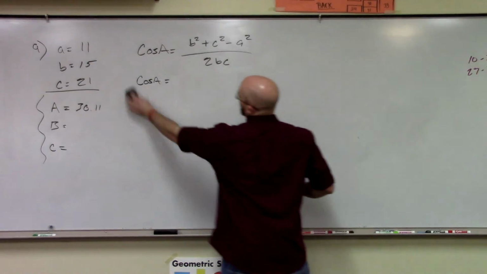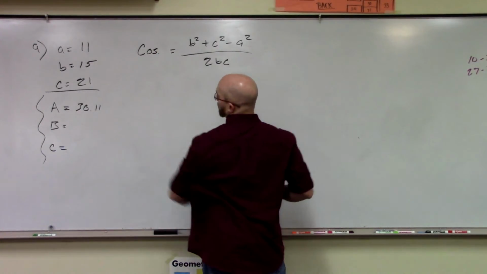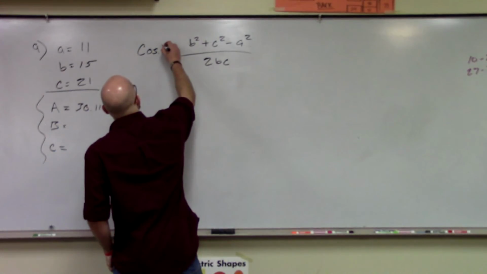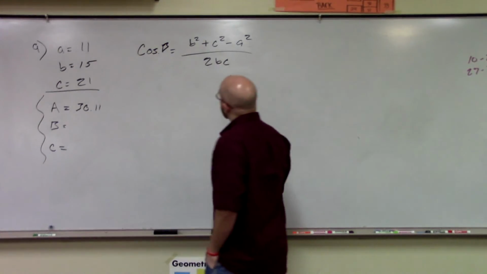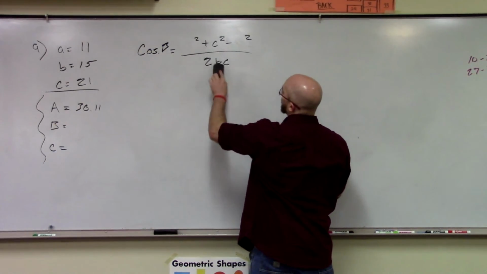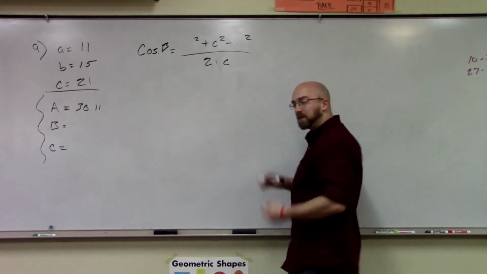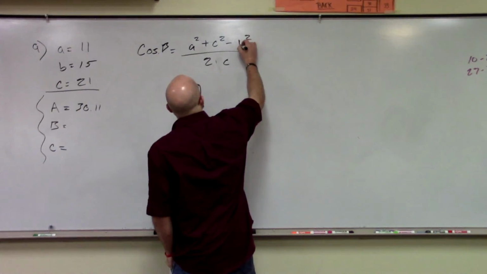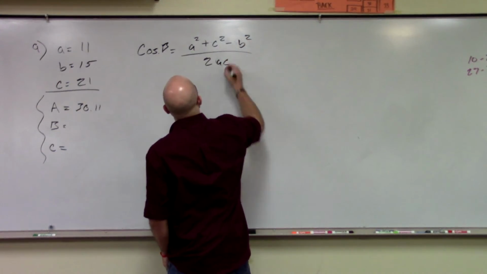Now, I want to find B. So I'm going to say cosine of B. Again, like I said, I always know that I'm going to subtract it over here. So let's interchange my B's with A's. So A, B, and A.